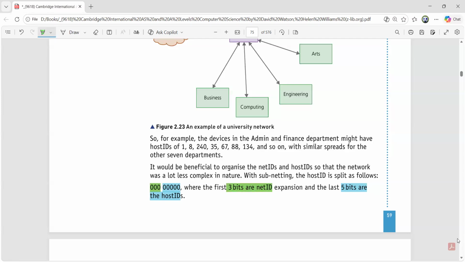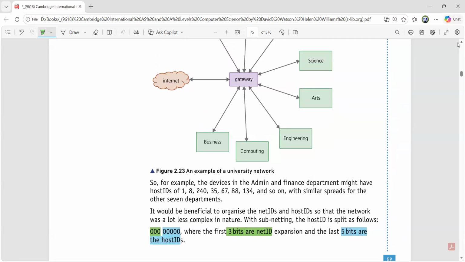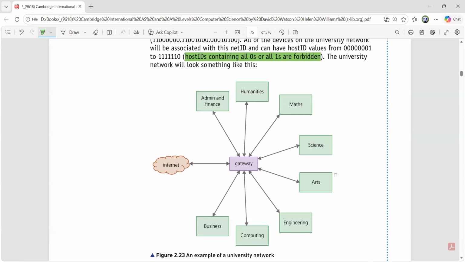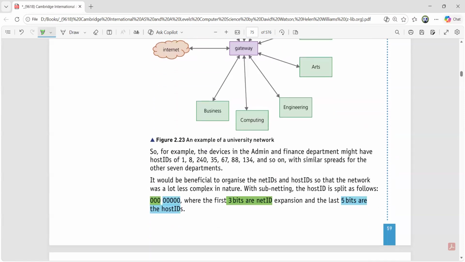Any problem till now? Have you understood? The normal 8 bits we have bifurcated into 3 bits for the net ID, and the last 5 bits are now reserved for the host IDs. You have a total of 8 departments: 1, 2, 3, 4, 5, 6, 7, 8. So in order to handle 8 departments, we are bifurcating it into 3 bits for the net ID and the last 5 bits for the host IDs. Any questions?